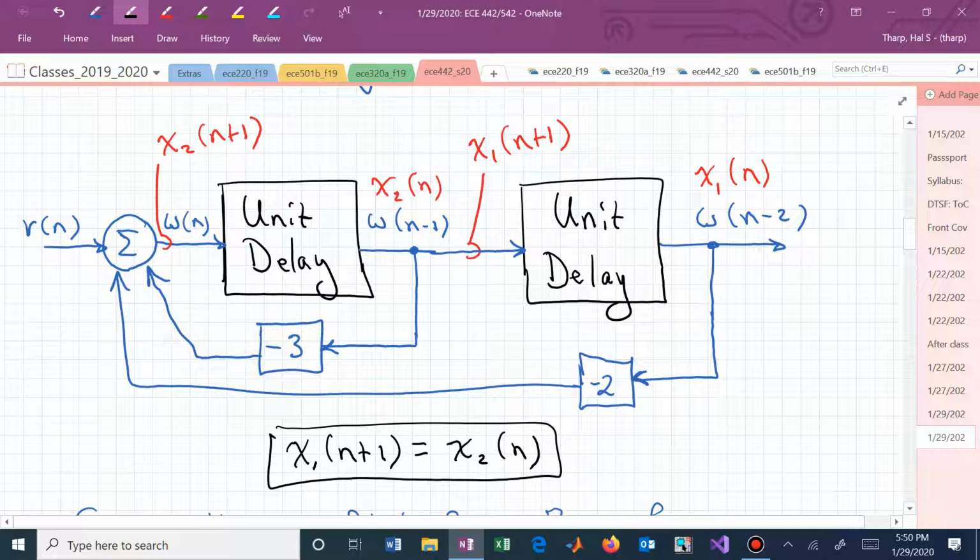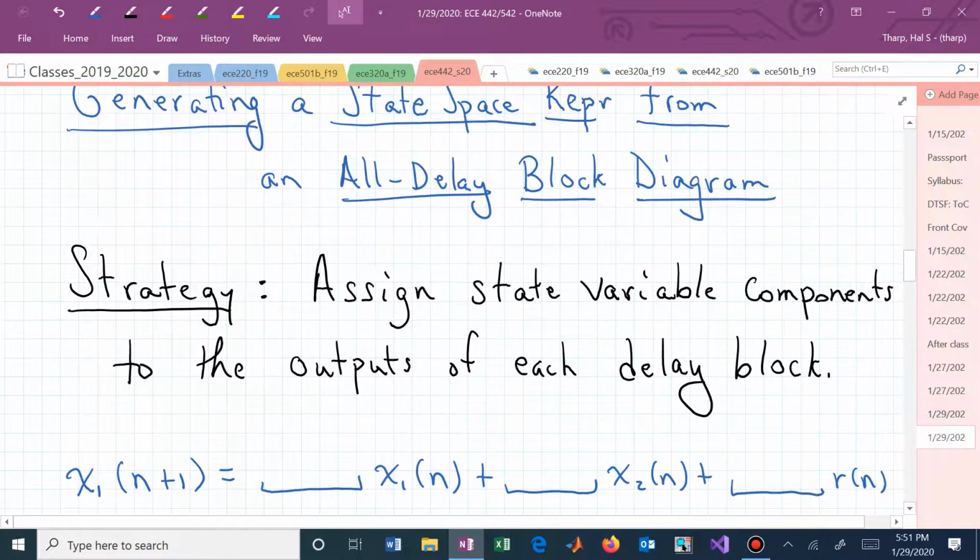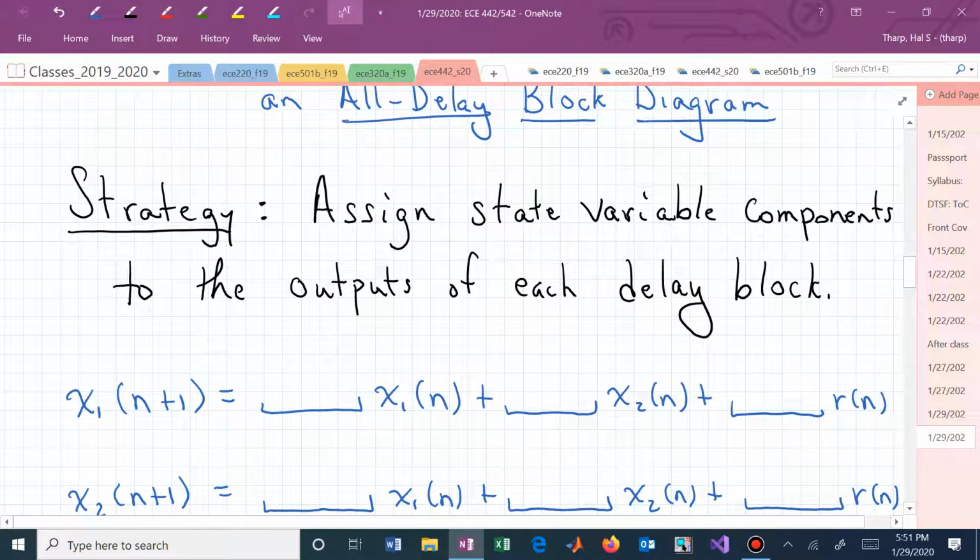Was that your question? There's your answer. Now we need to just put that into this structure. How do we do that? How much x1 do we need? 0. How much r do we need? How much x2 do we need? There is our first order difference equation, and it's coupled. It has x1 of n's, x2 of n's, and r of n's in it, but that's the structure of our first equation in our state space representation.